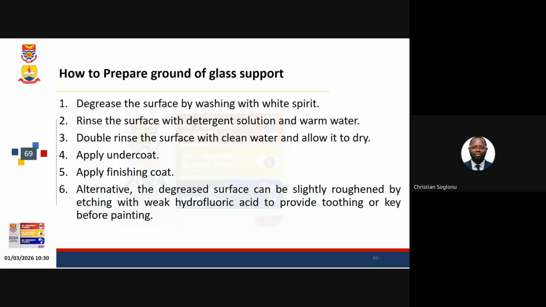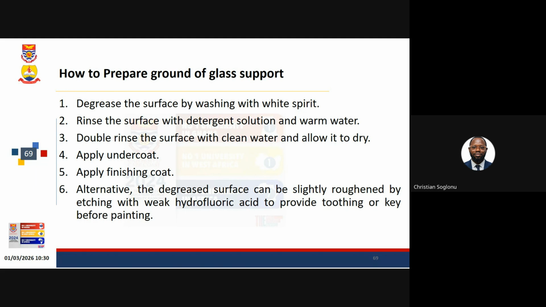So we'll go in with warm water, then we'll rinse the surface that we degreased. Then the third one, double rinse the surface with clean water and allow it to dry. So after doing the warm water, you again use normal water to rinse the surface. Then you allow it to dry.